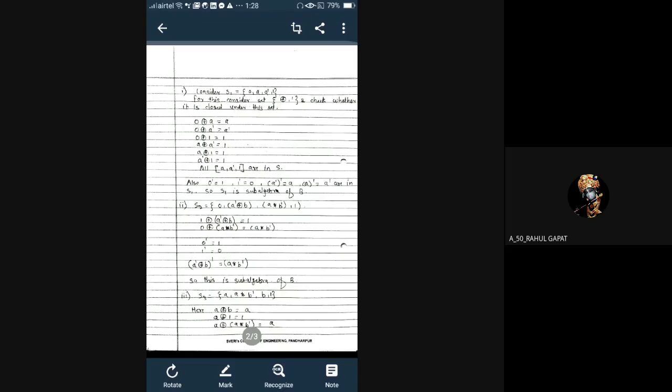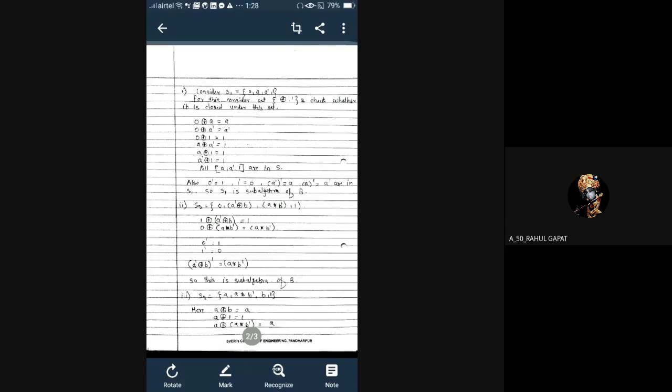Up till now, have we understood how we have checked whether S1 is closed under XOR or not, ma'am? Okay, good.